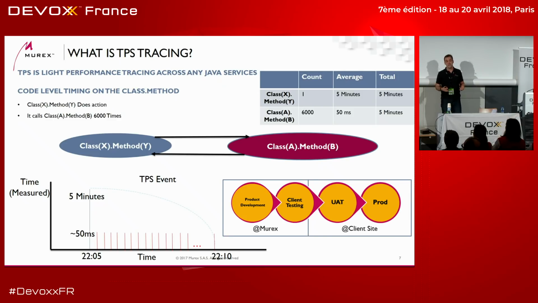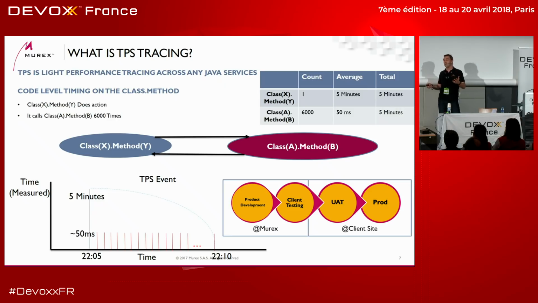Now why is this important? Well, you say it's only a timing log. I mean, surely JProfiler can do this. Well, this is real-time logging. This happens in real time. So it happens not just in production, in client. This is all at Murex when we're doing development life cycles, but also in the client and prod.